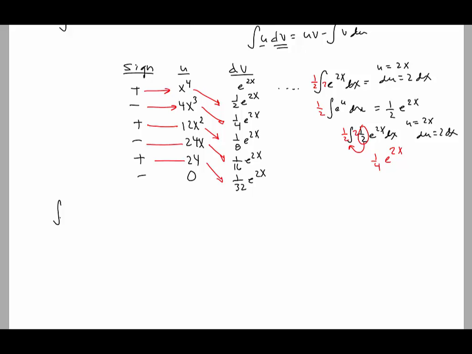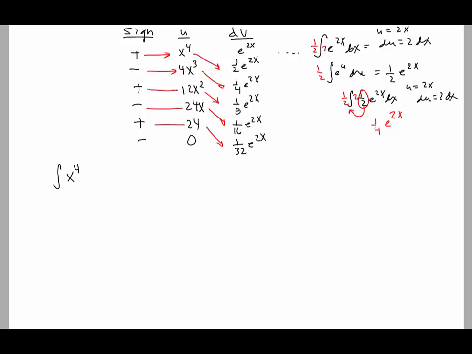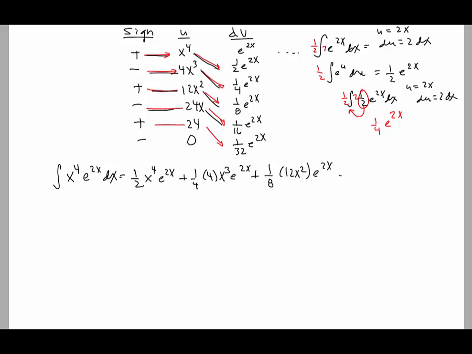So to start writing our solutions, this one we started out with x to the fourth e to the 2x dx. So I'm left with 1/2 x to the fourth e to the 2x. So I took care of this one. And then I have plus 1/4 times 4x cubed e to the 2x. So that's this one. Plus 1/8 times 12x squared e to the 2x. My signs have to alternate, so I have my minus now.